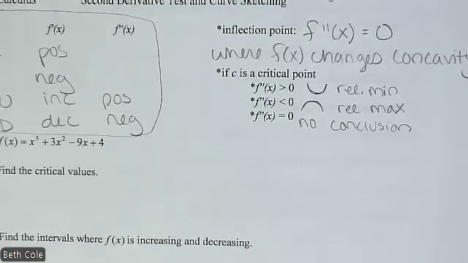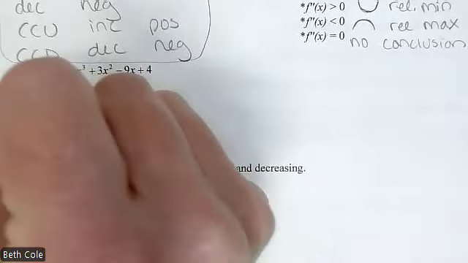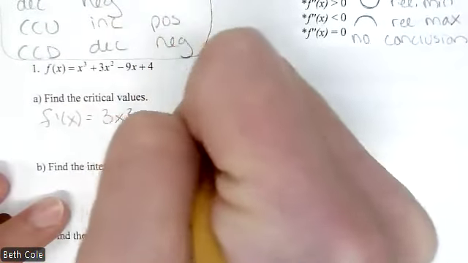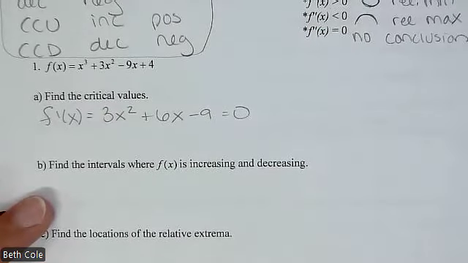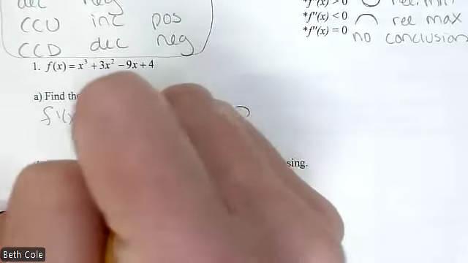So we're going to go through the entire process. This is going to be a review of last time as well. Find the critical values. How on earth do we do that? Yeah, take the derivative, set it equal to 0. All right, so our derivative is 3x squared plus 6x minus 9. We're going to set it equal to 0. Those will all divide by 3.